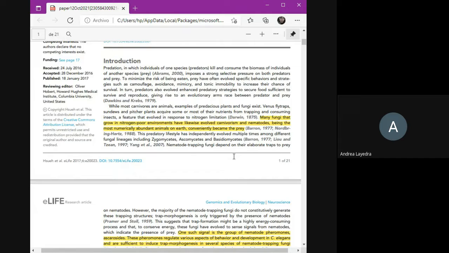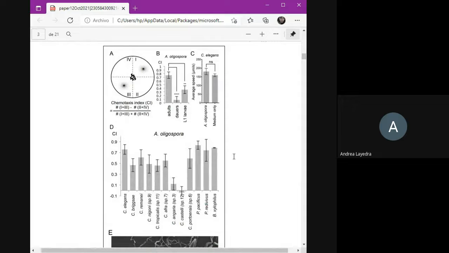First, they tested the chemotaxis behaviors of C. elegans in the presence of the fungal culture. For this purpose, they designed a four-point chemotaxis assay where the oligospora cultures were grown in the quadrants of a plate, following which synchronized adult C. elegans were placed in the middle of the plates and allowed to crawl freely. The number of worms in each of the quadrants was counted, and the chemotaxis index was determined with this expression.